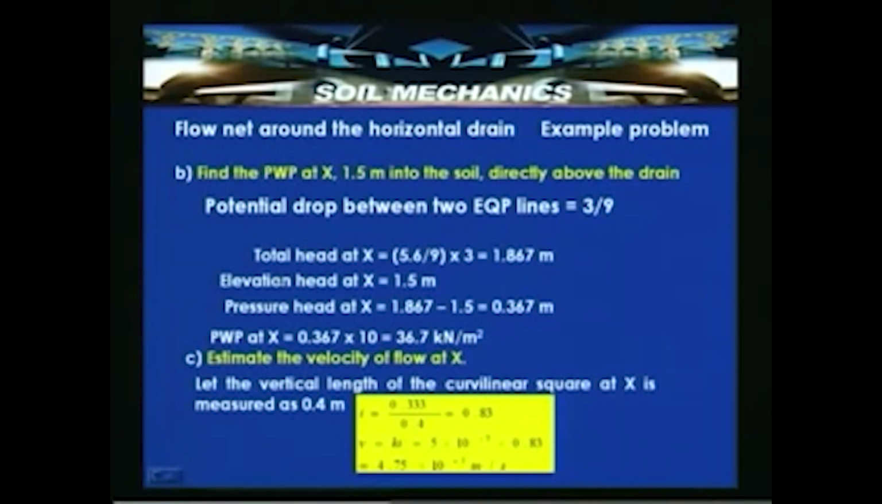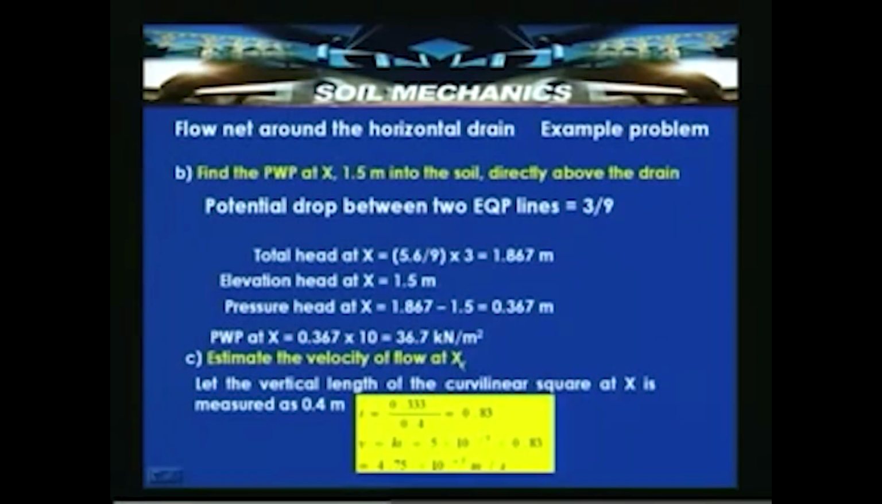If you know exactly where the pore water pressure is required, and from this construction, we can estimate the head at a particular point. From there, by looking at the elevation head, we can calculate the pore water pressure at a particular location. So this is an example which demonstrates it, but by using the same concept, we can determine the pore water pressure at different locations. So estimate the velocity of the flow at x. So we are also asked to determine the velocity of flow at that location x. So let the vertical length of the curvilinear square at x be around 0.4 meters.